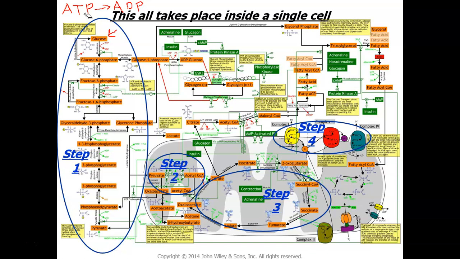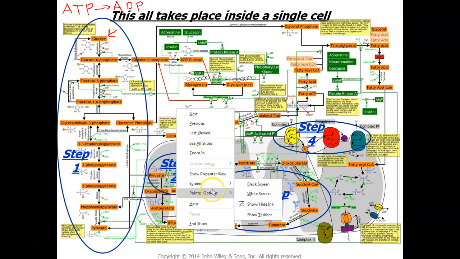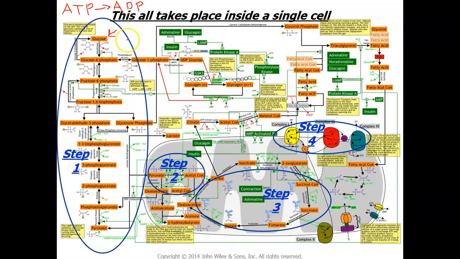So, first steps. Glucose. Get my pointer. Cool. Glucose here. Glucose gets converted into glucose 6-phosphate.